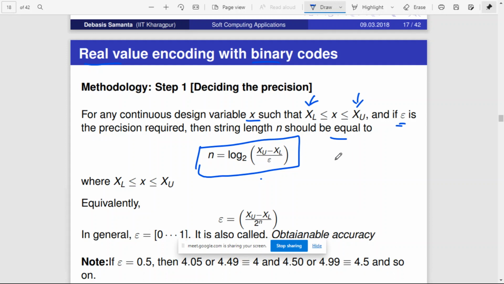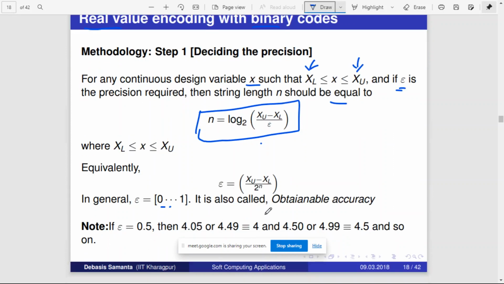Okay? That is, when you convert a real value to binary representation, there may be some information you may be missing. That is, you cannot say that it is accurately precise. So the degree of precision required is represented through epsilon. So epsilon takes value between 0 and 1. It also represents the obtainable accuracy. How much accuracy is possible? That is also represented through epsilon.